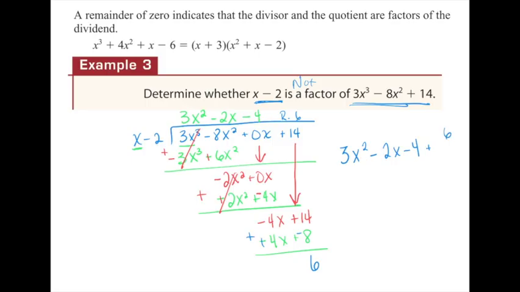What do I do with my remainder usually? I put it over what? Whatever I divided by, right? What's on the outside? So I'm going to say 6 over x minus 2. This is what I want your answers to look like right here, okay? Instead of a remainder of 6, I want you to actually say 6 over what you divided by.